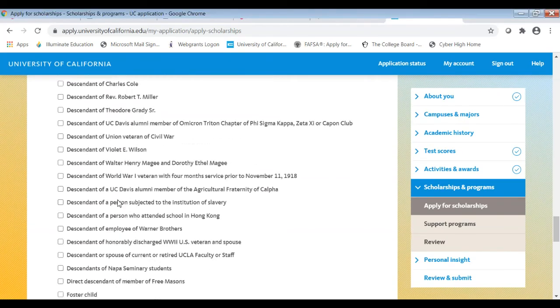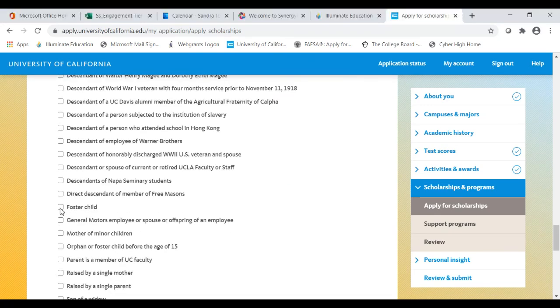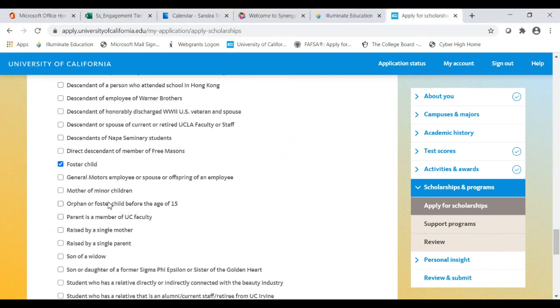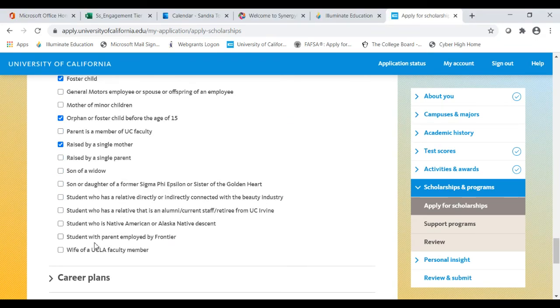So basically read through everything. Descendant of employee is someone of your parents or ancestors that worked for Warner Brothers, for example. If you're a foster child, you would click that. Mother of, let me see, foster child before the age of 15, you would click that because I'm a foster and I was before age of 15. I was raised by a single parent, a student with a parent employed by Frontier, the phone company. Student is Native American or Alaska Native descent, you click that. So you would go through it.